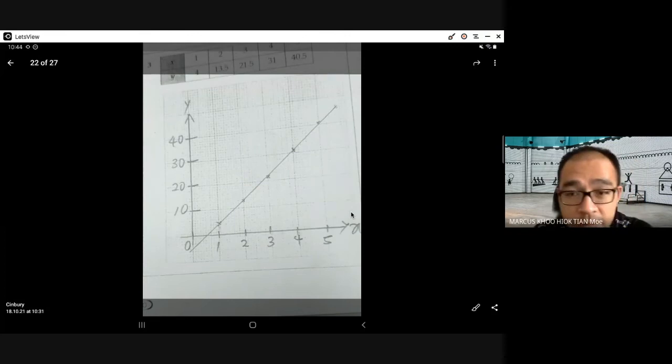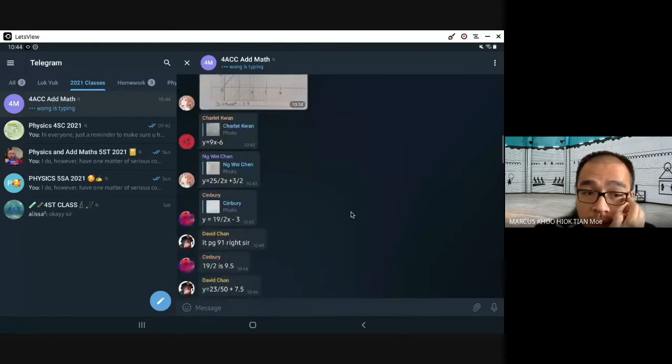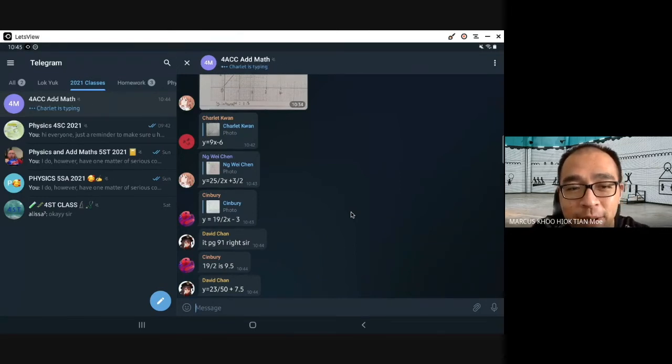Are you sure that's minus 3, Sinbury? Yeah. Are you sure that's minus 3? It doesn't look like minus 3 to me. 23 over 50. Sinbury, Charlotte, and David, you have the same graph, but 3 different answers.